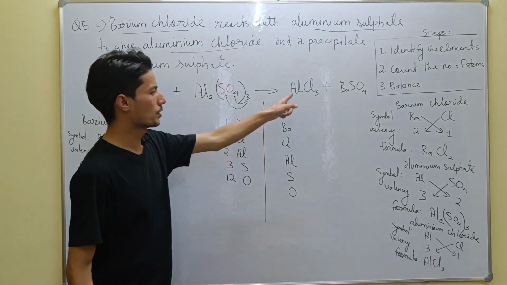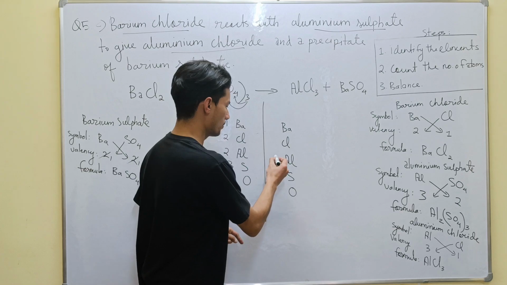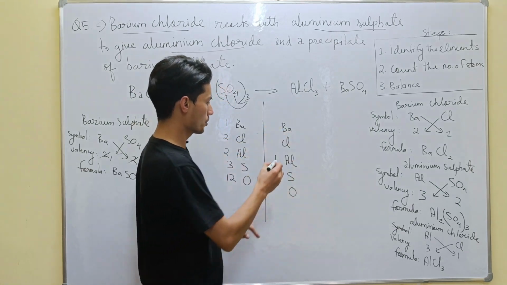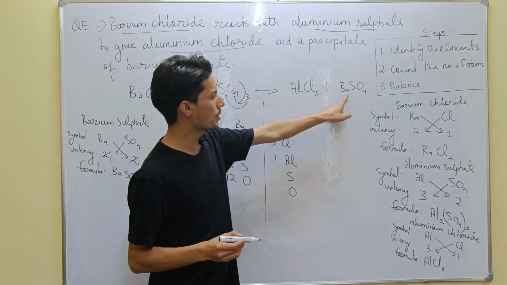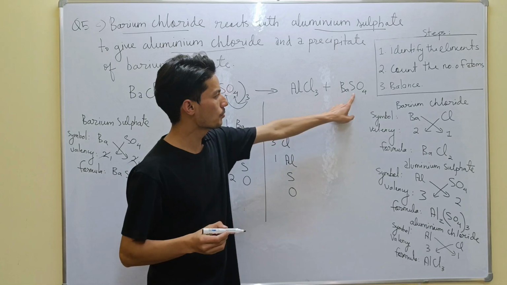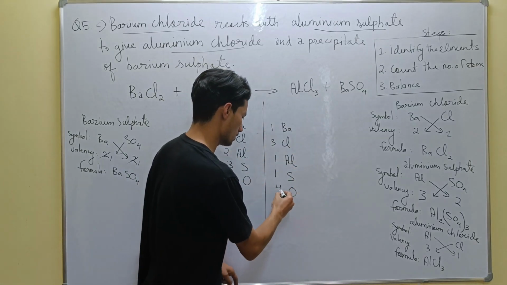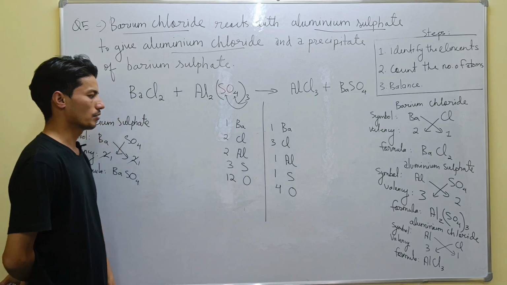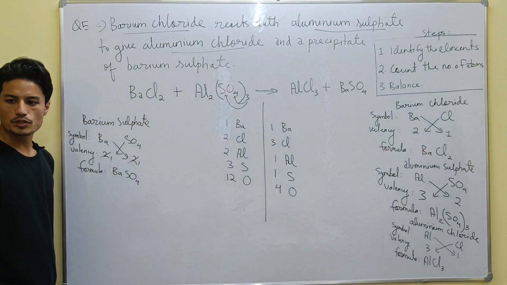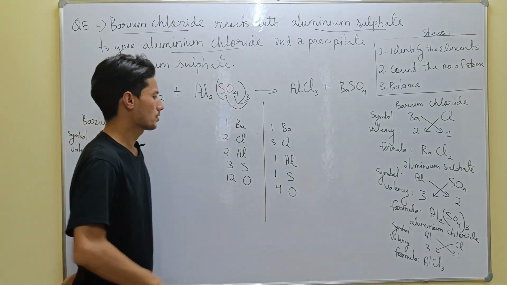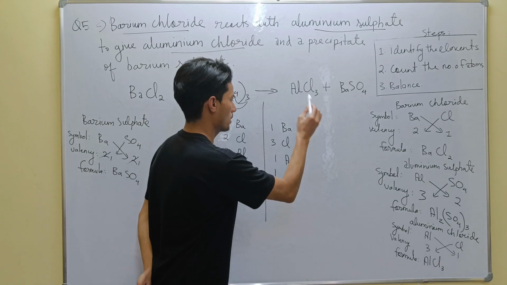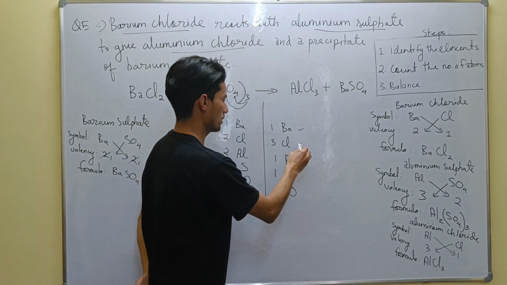Next we go here. How many aluminum? 1 aluminum. How many chlorine? 3 chlorine. How many barium? 1 barium. How many sulfur? 1 sulfur. How many oxygen? 4 oxygen. Yes or no? Now, which are balanced and which are not balanced? Barium looks balanced as of now. Chlorine is not balanced as of now.